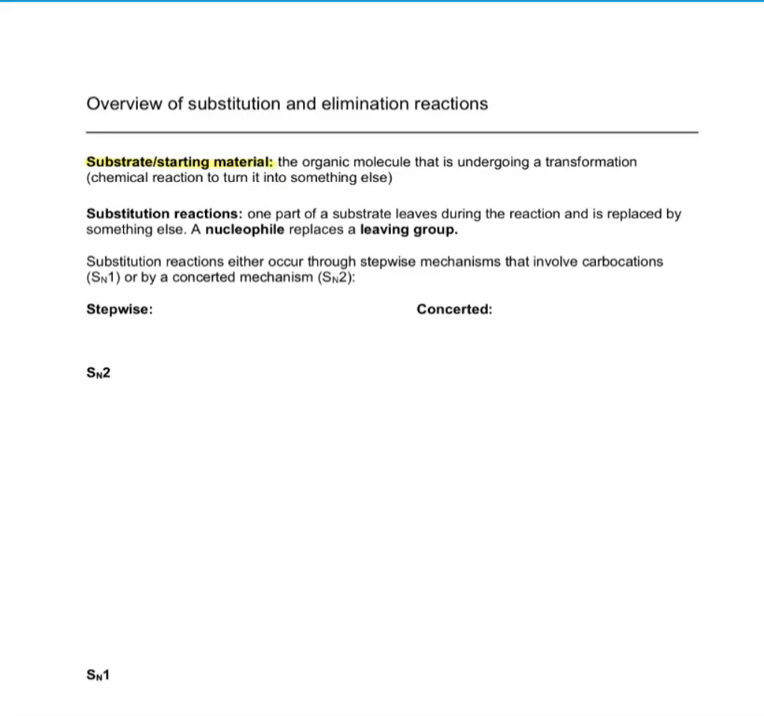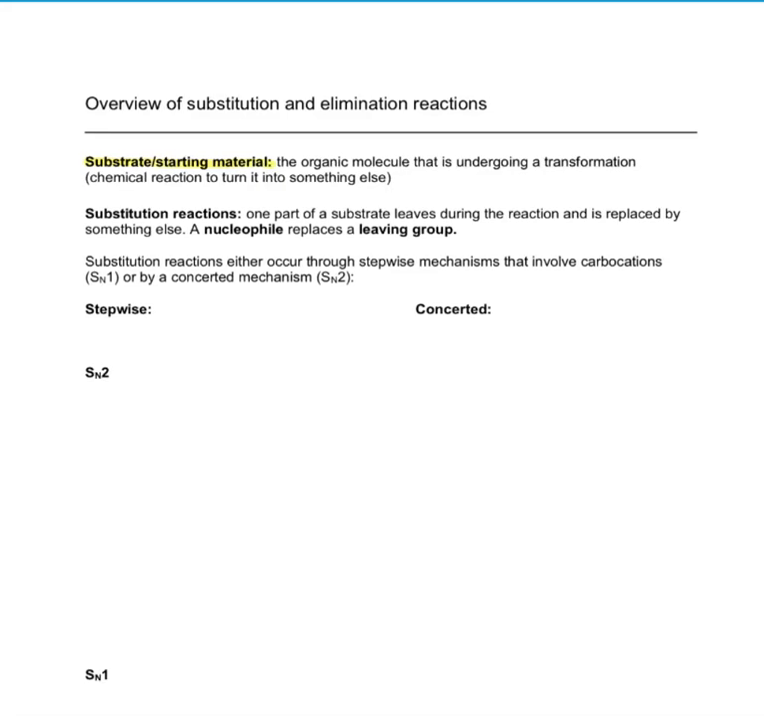In a substitution reaction, regardless of which variety of substitution you have, one part of your substrate is going to leave during the reaction at some point, and it's going to get replaced by something else. So the thing that leaves is the leaving group, and the thing that replaces it is the nucleophile. So a nucleophile replaces a leaving group. So a substitution can happen either through a stepwise mechanism. That's going to involve a carbocation, so we're familiar with those already. That's helpful. That's called SN1. Or by a concerted mechanism, and that's called SN2.